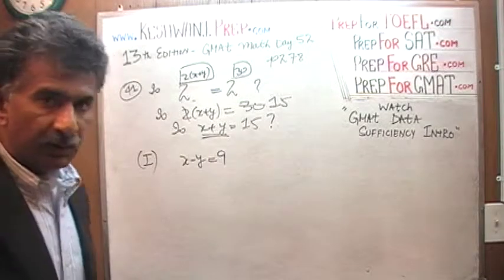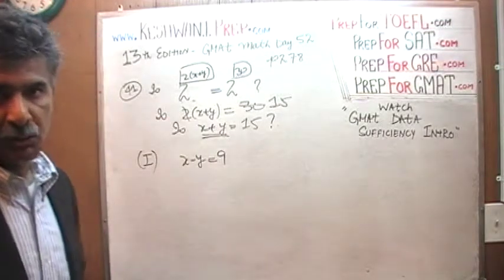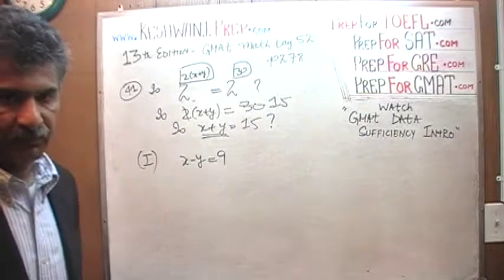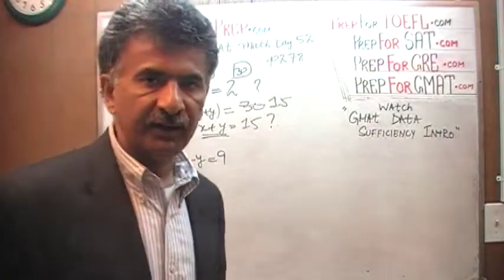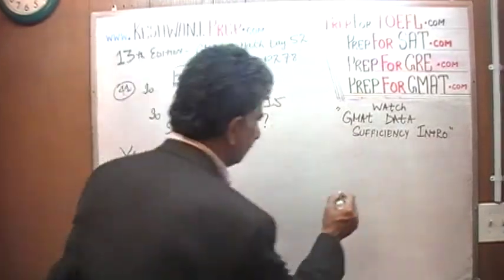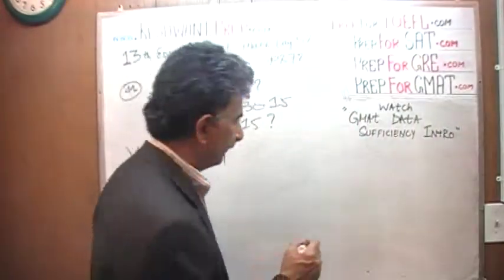Since there are two unknowns here, x and y, we need two equations. We only have one equation, x minus y equals 9. It's not going to help us figure out what their sum is. The first statement by itself is not enough.